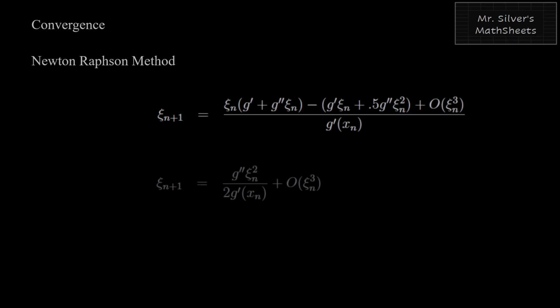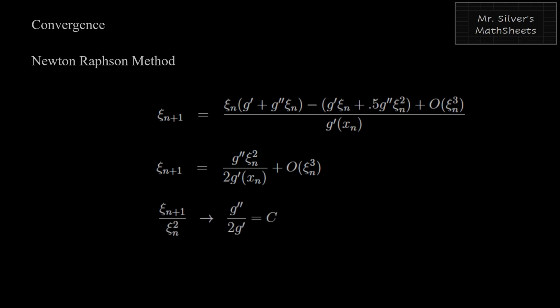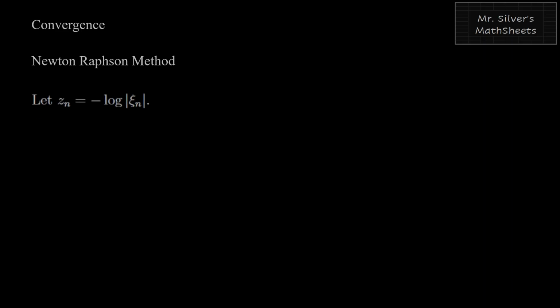And when we combine terms, we'll get that xi of n plus 1 is g double prime xi of n squared over 2g prime. And so the ratio of xi n plus 1 over xi n squared is approaching a constant. So when we take logs, we'll see that the ratio of the log of these error terms is 2. That means it's quadratic convergence.